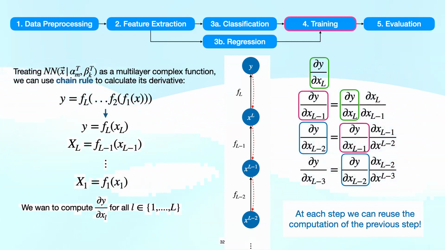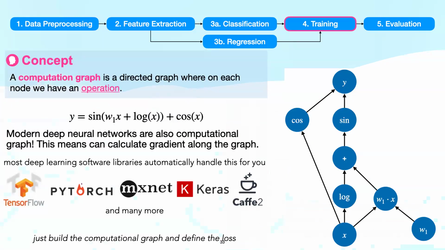This diagram is very useful in building a neural network, and is actually what we call the computation graph. A computation graph is a directed graph where each node has an operation, either plus, minus, or some kind of function. For example, if you have the function y equals sin(w_1 x + log x) + cos(x), you can break it up into a computation graph like this. You have x, you do log, and you also do w_1 times x, and here you have an addition node. You add them up and feed them into a sine function, and you also feed your x into a cosine function, and you add them up together, and you have your y. This is how we break this equation into a computational graph.